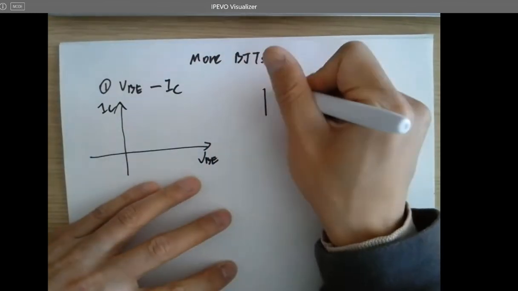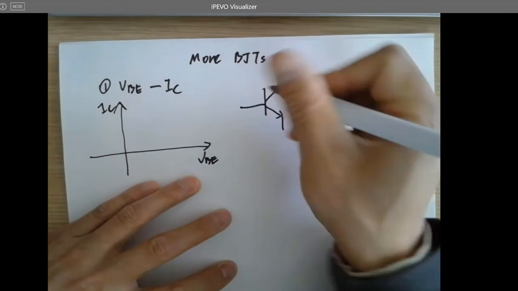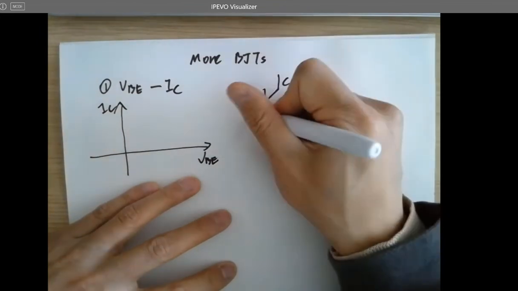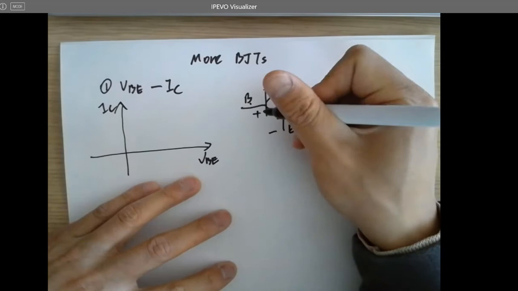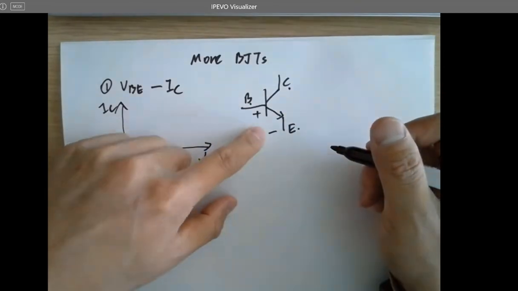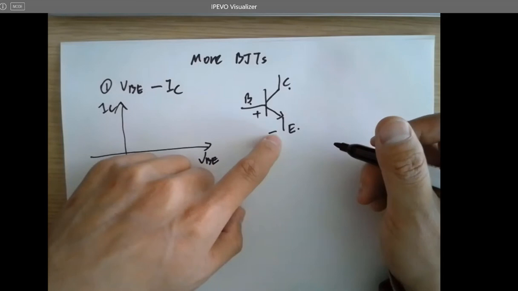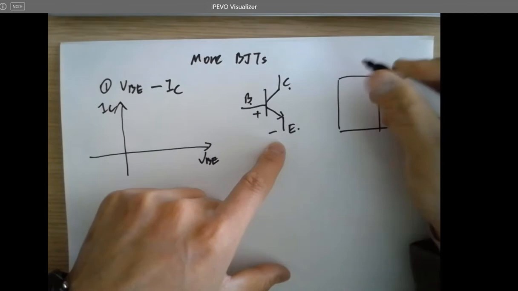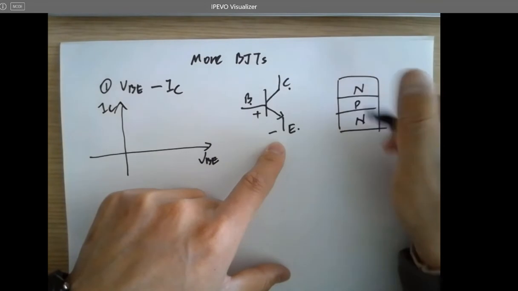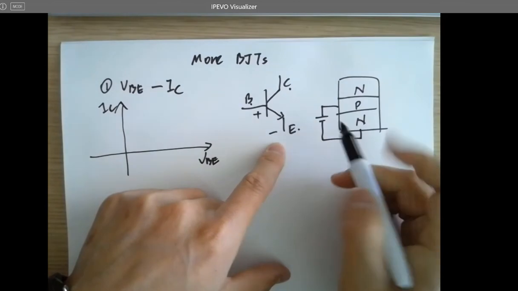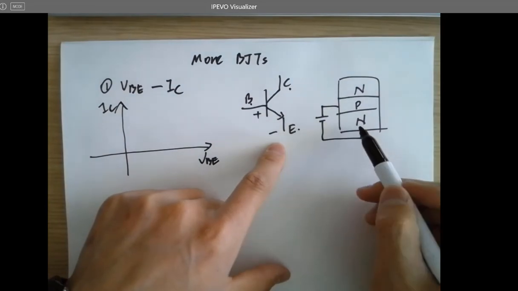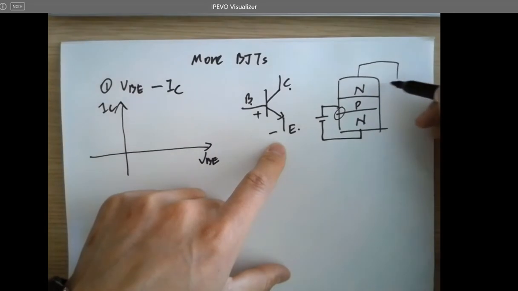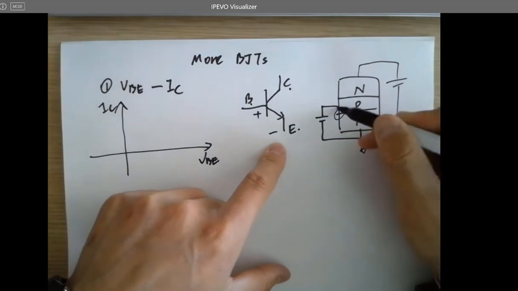So what is VBE? Let's draw the transistor symbol. Here's B, here's C, here's E. That's base, that's collector, that's emitter. And the voltage across these two terminals is a forward voltage across the base and emitter. Why is it called a forward voltage? If you look at the PN junctions in the NPN, you want to turn on the base by applying a positive voltage across the PN. So this PN junction is forward biased, right?